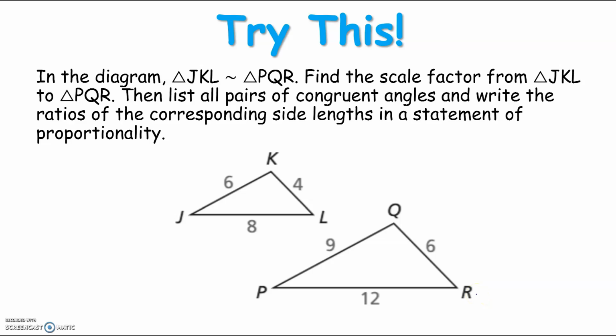Now it's your turn to try. In the diagram, triangle JKL is similar to triangle PQR. Find the scale factor from JKL to PQR. Then list all pairs of congruent angles, and write the ratios of the corresponding side lengths in a statement of proportionality. Pause the video here to give it a try.